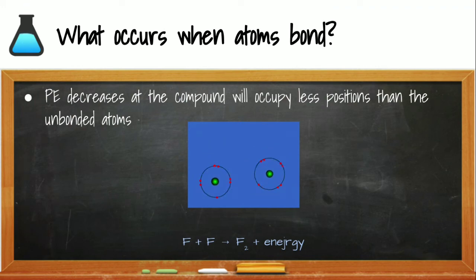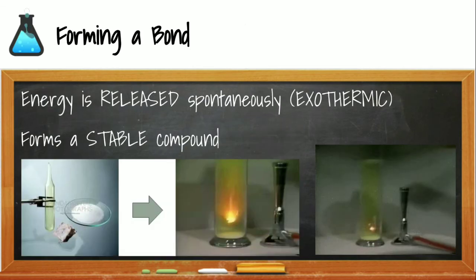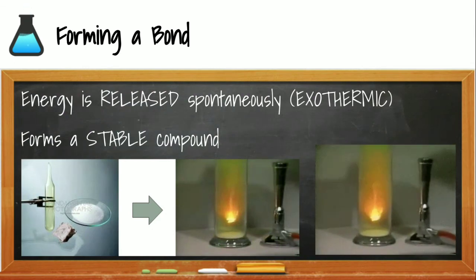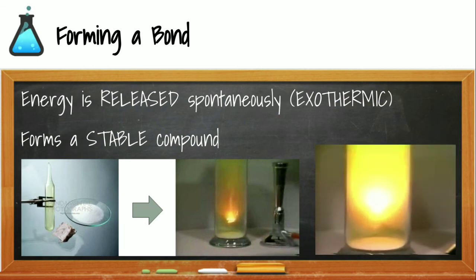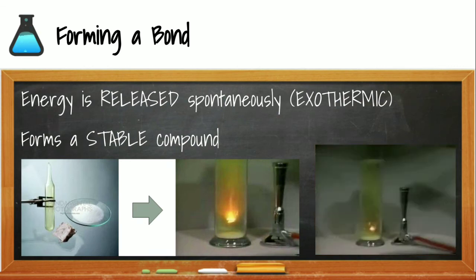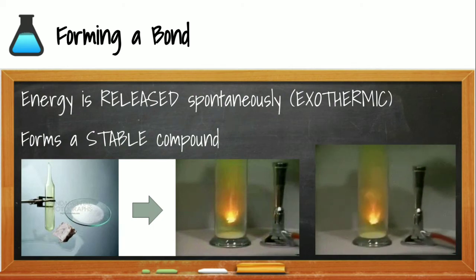Atoms bond because when they bond, they have less potential energy. The excess potential energy will be released after a bond is formed. Here you can see when you combine sodium with chlorine in a chemical reaction, a lot of heat and light is given off as the compound sodium chloride is formed.